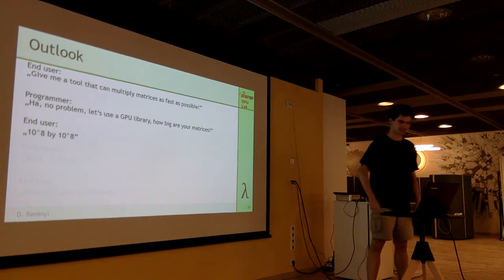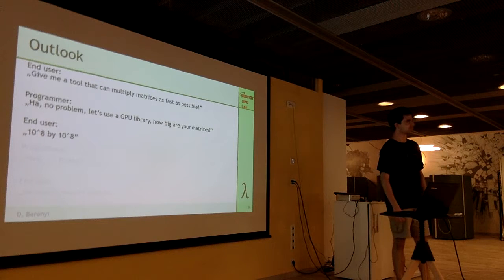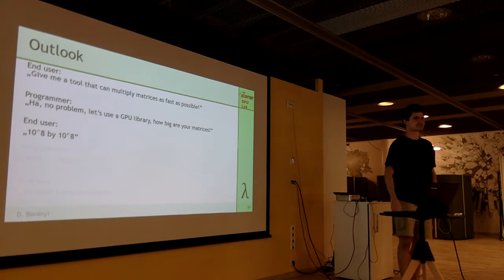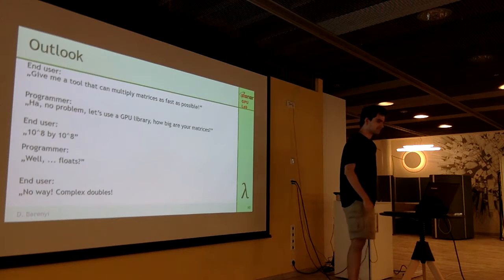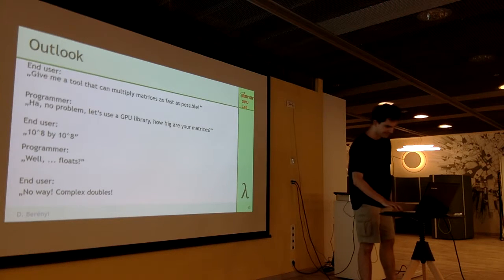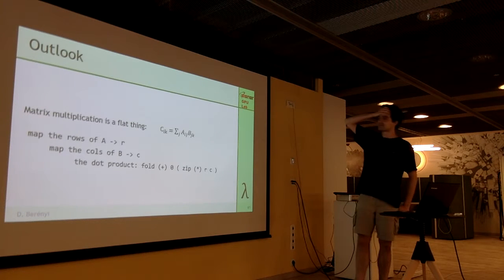Okay, so the programmer asks, no problem, let's use a GPU library. How big are your matrices? 10 to the 8. Calculating. How big is 10 to the 8? It is really big. It will not fit into anything. Well, is it storing floats? No, complex doubles. Okay, so this is a typical scenario. So let's take a look into it.